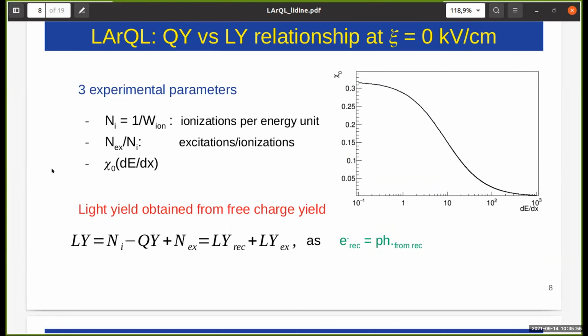So the model has the typical two parameters, the number of ionizations per energy unit and the ratio of the number of excitations to the number of ionizations, and chi0 appears in the model as a running parameter that is shown in this plot here for its dependence on dE/dx. So the master equation then gives naturally the two components of the light yield, from recombination and from excitation, as we are assuming here that for each recombined electron, there will be an emitted VUV photon.